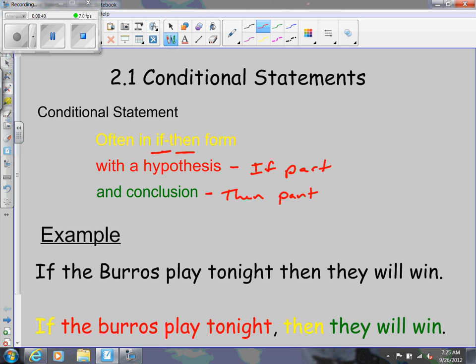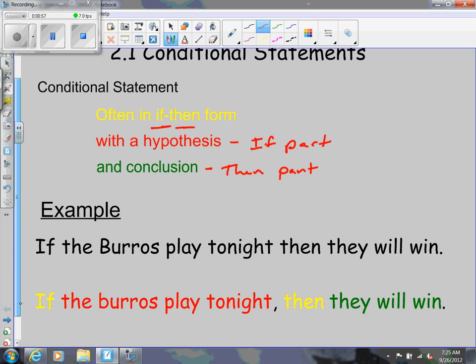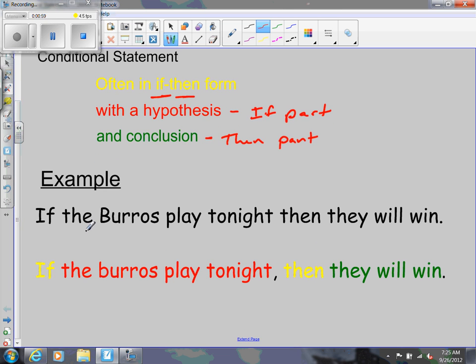Okay, so for example, if the Burrows play tonight, then they will win. So that is an if-then statement. It's got a condition. The condition is if the Burrows play tonight. Well, if the Burrows don't play tonight, can we conclude they win? No. The only way the conclusion can be made is if the if part is satisfied. So if the Burrows play tonight, there's the hypothesis, then they will win. There's my conclusion. Okay, so the hypothesis in red, conclusion in green.